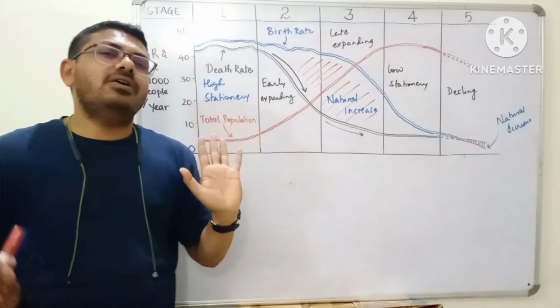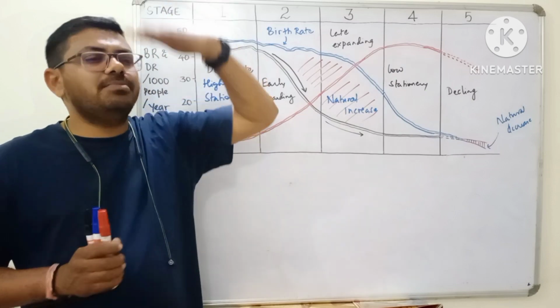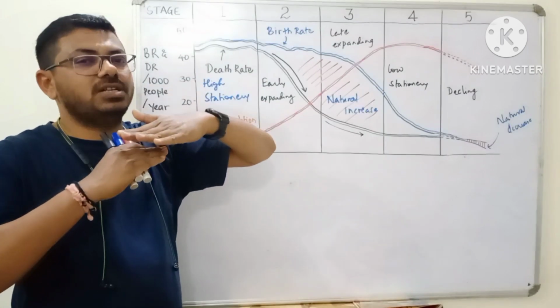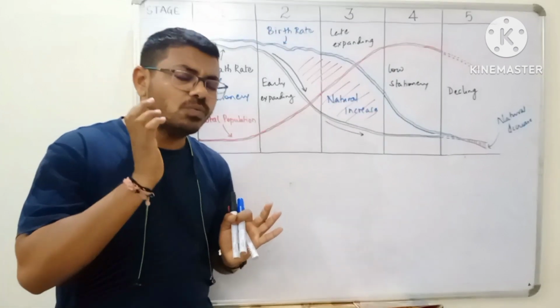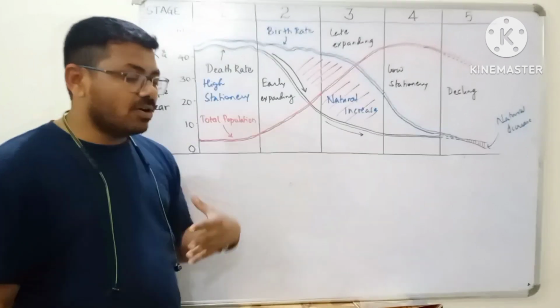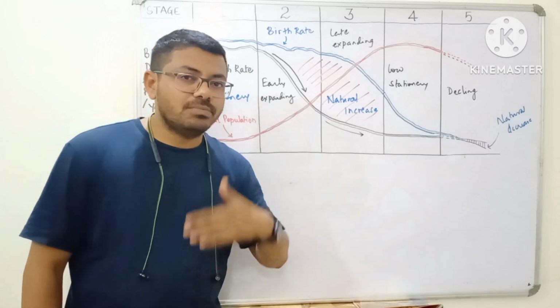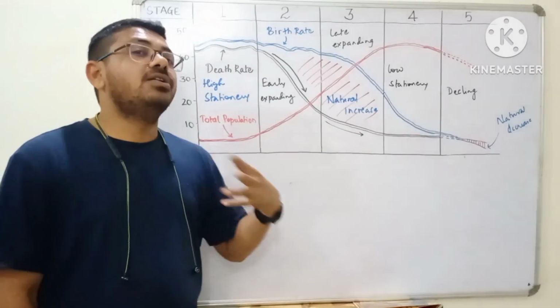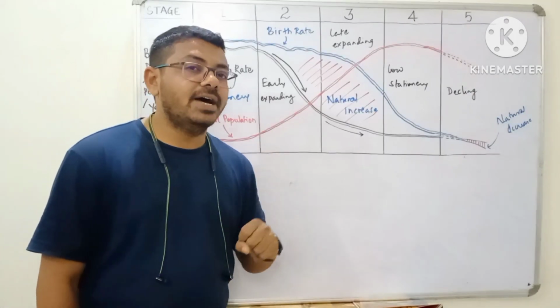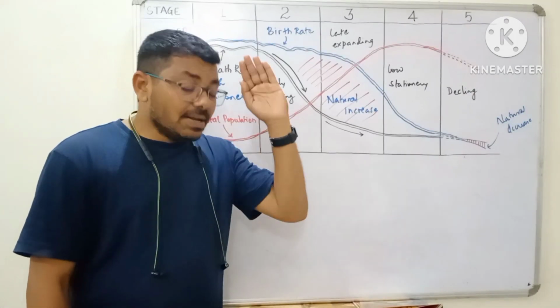The fourth stage is okay, because the total population is stable, and birth rate and death rate are both low. So the country needs to maintain that stage, but they won't be able to maintain it, because as people become more and more modern, more and more aware, they will not prefer to have more children.